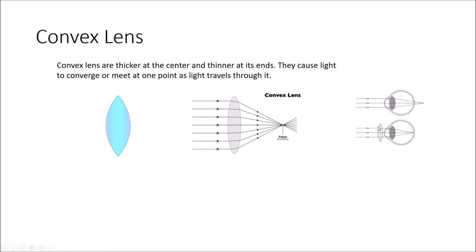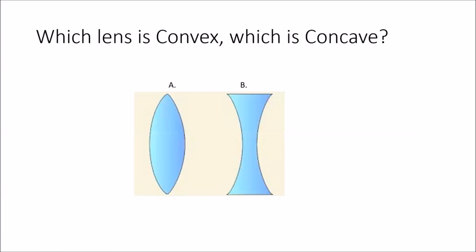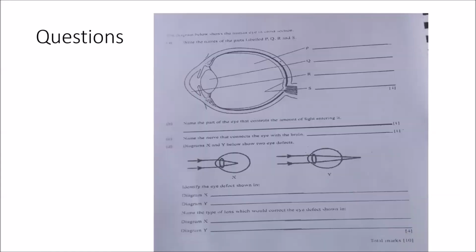Once this person wears a convex lens, that's going to help to refocus that image on the retina. So for someone who is far-sighted, they're going to need a convex lens. For someone who is nearsighted, they're going to need a concave lens. All right, so with this right here, you can use this to test yourself. You could try to figure out which one is a convex lens or which one is a concave lens.